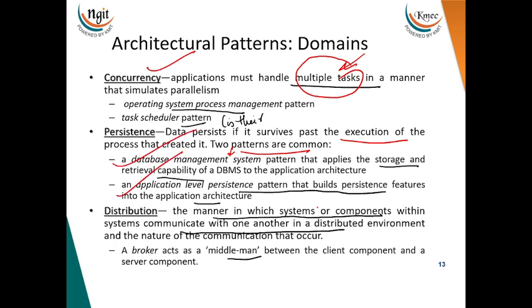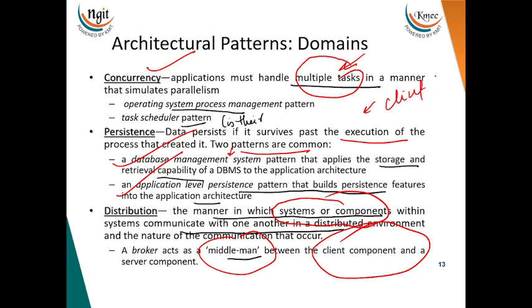Distributed: the manner in which the systems and components within a system communicate with each other. One component or system communicates with another. The broker acts as a middleman. What is that? The client component acts as this one. This gives you the concept of client and server. Correct? I hope you have got the point.